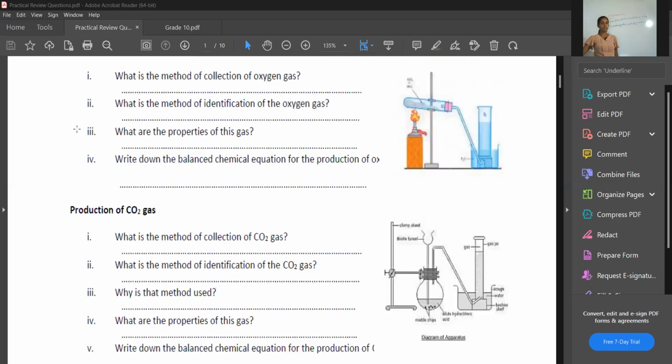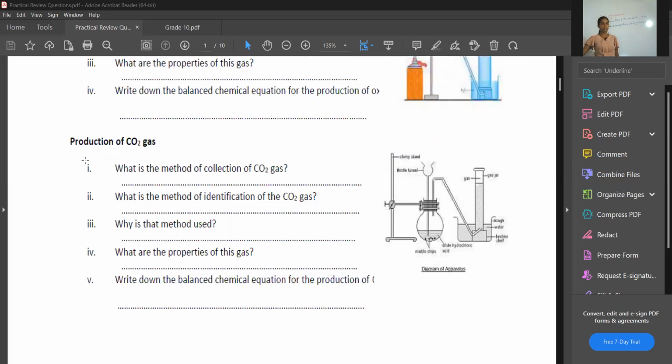Then look at the next one, production of carbon dioxide gas. What is the method of collection of carbon dioxide gas? Same as the two previous ones, downward displacement of water. What is the method of identification of carbon dioxide gas? When we send carbon dioxide gas through colorless lime water, it turns milky. Colorless lime water turns milky. That is how we identify carbon dioxide gas.